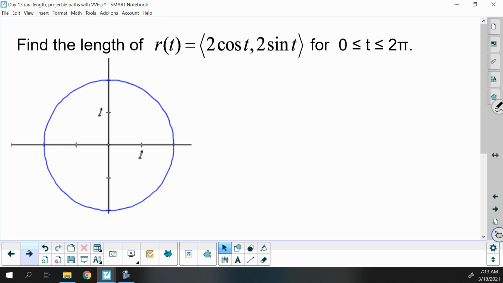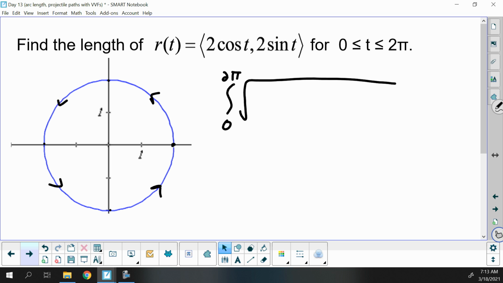Now, just note, so you can get a sense of what the graph looks like, when you put in 0 here, you would get 2 comma 0, so we're starting here. And then when you put in pi over 2, you would get 0 comma 2, so then we'd go here. And then this would be the pi, this would be the 3 pi over 2, and then back to 2 pi. So that's the direction that we're going. So notice it's smooth, it's not intersecting itself other than at the endpoints. So we're just going to go 0 to 2 pi.